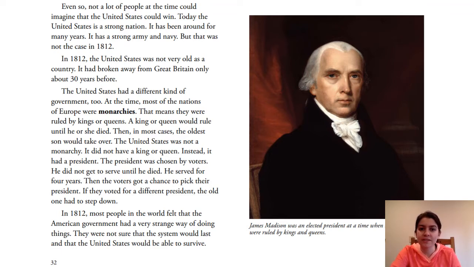So how was the United States in 1812 different from how it is today? Right, it wasn't a very strong nation, and it was pretty new. So now it's very old, and we're a strong nation. It tells us that right here.